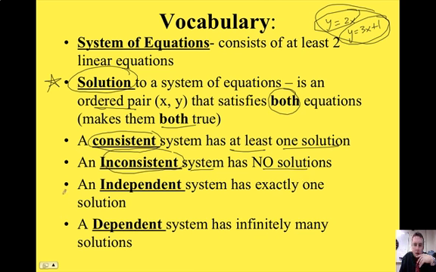Next, if it's consistent, it's either going to be independent or dependent. Consistent means there's at least one solution, so then you have options under that. This consistent system is independent because it has exactly one solution. If this system has infinitely many solutions, then it would be called dependent. So know these four terms and know how to use them. When I say classify, that's when you'll write these things down. So there's your vocab.